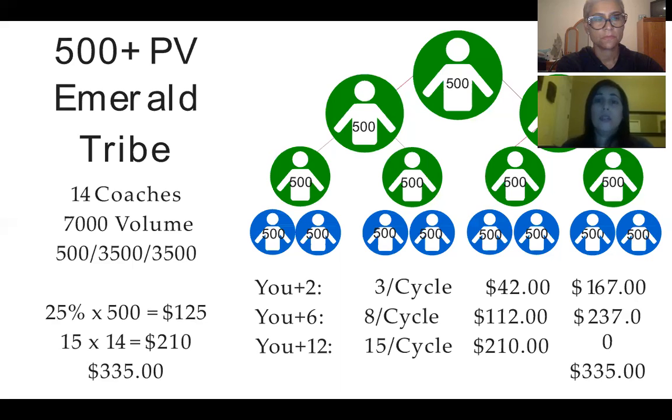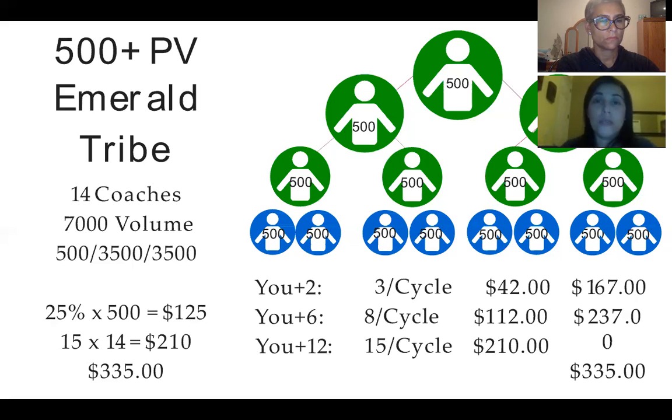So now, we know to be an emerald, that's you plus 2. So on the bottom there, you see where it says you plus 2, and you get 3 cycles. Now, let's backtrack here just a little bit, because some of you may not even know, Edith, what are you talking about? What do you mean about cycles? So in order for a cycle to be created, you need to have a minimum of 200 volume on your left leg and 100 volume on your right leg. When that happens, that's 1 cycle.